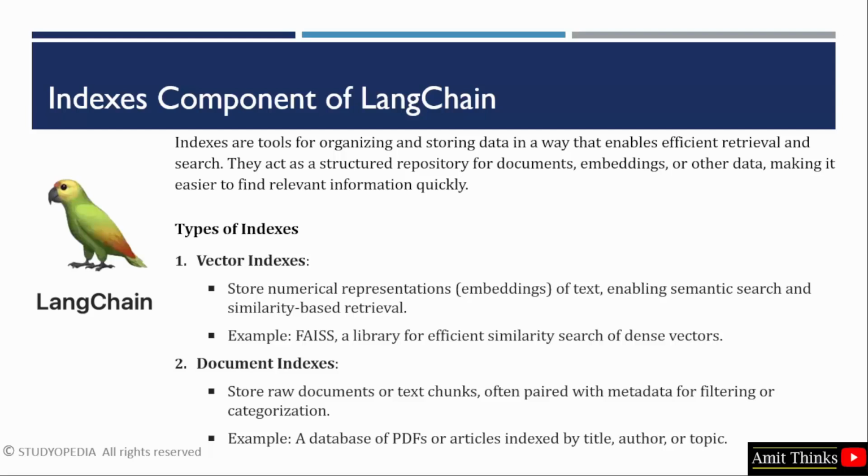The vector indexes store numerical representations, that is embeddings of text, to enable semantic search and similarity based retrieval, like the library FAISS for efficient similarity search of dense vectors. The second type is document. It stores raw documents or text chunks, like a database of PDFs or articles indexed by title, author, or topic.